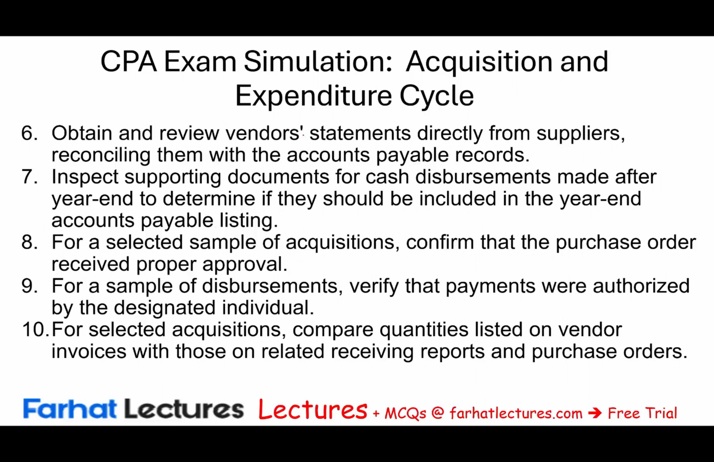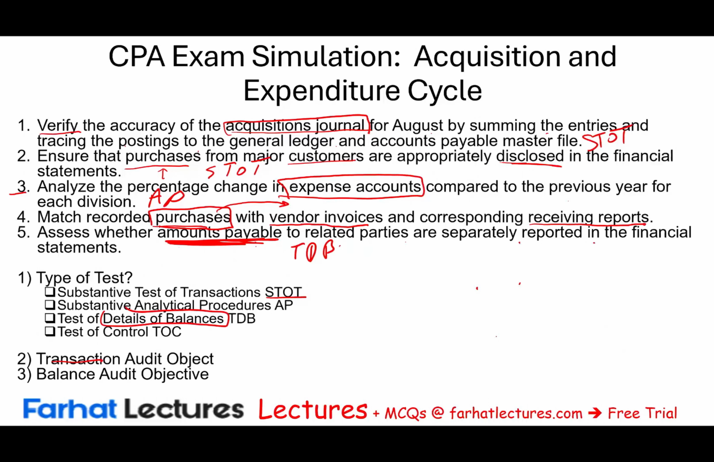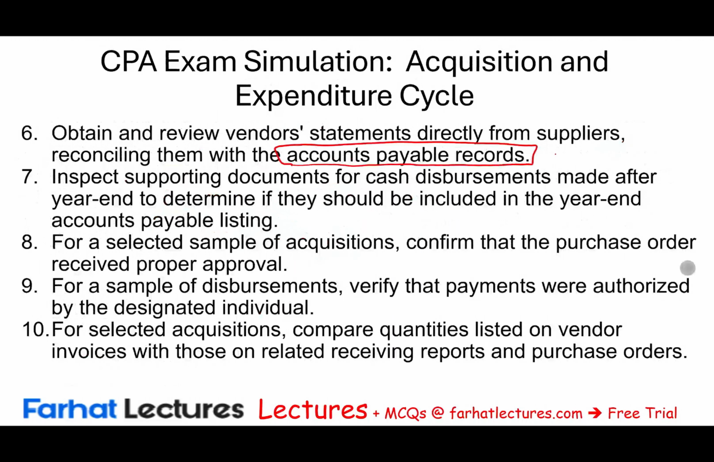Now let's take a look at the next one. Obtain and review vendor statements directly from suppliers, reconcile them with the accounts payable record. We're looking at the whole balance record. What are we looking at here? We are looking at test of detailed balances. And what are we making sure? Well, we're looking at the vendor statement and making sure they are all in the accounts payable. What does that mean? Making sure they're all in means we are dealing with the completeness balance audit objective.